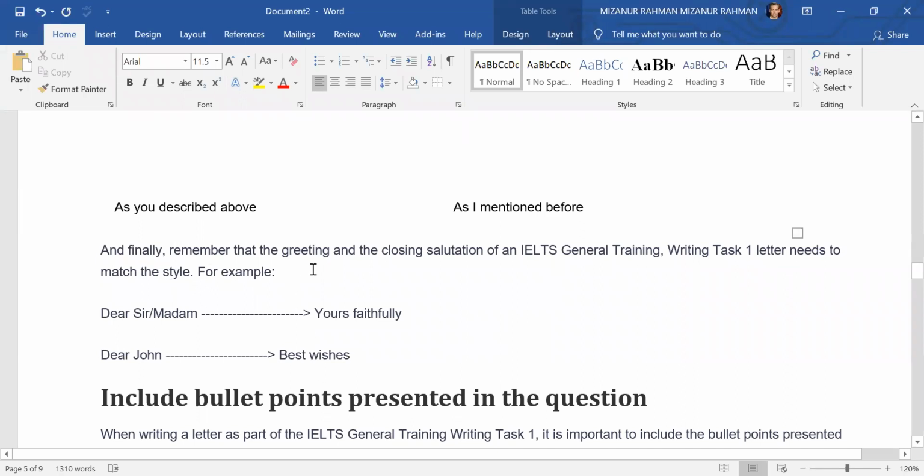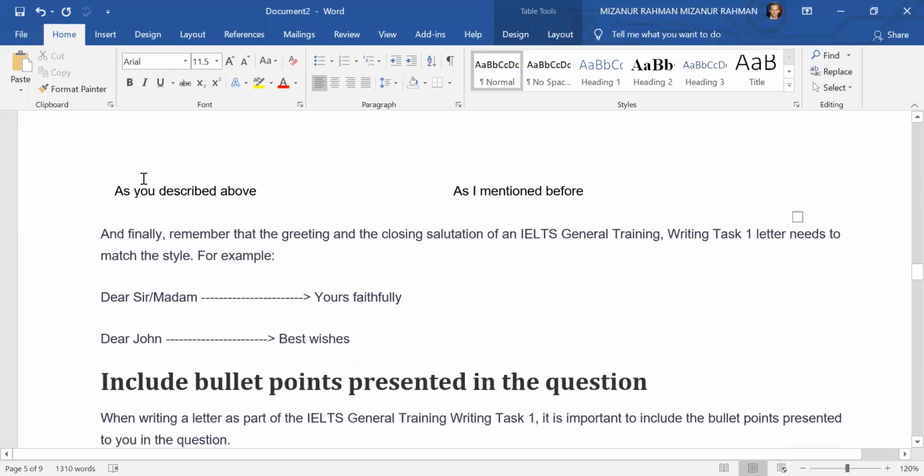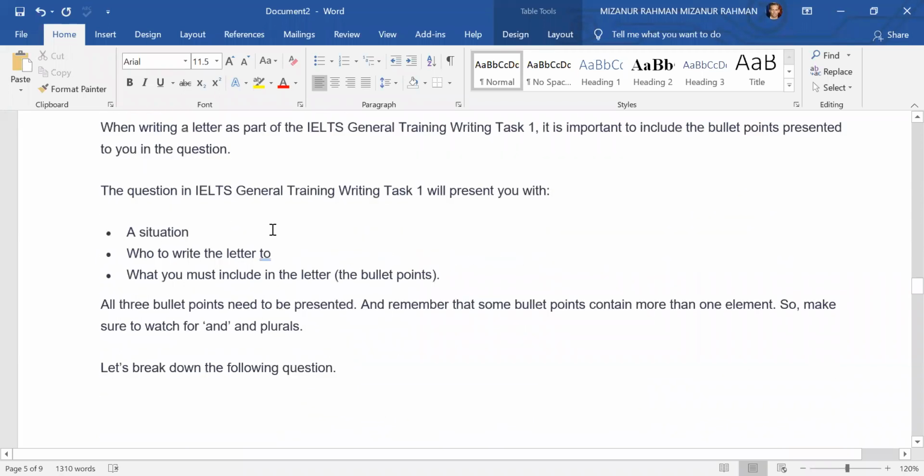And finally, remember that the greeting and the closing salutation of an IELTS General Training Writing Task 1 letter need to match the style. For example, if it is Dear Sir or Madam, it will be Yours faithfully or Faithfully yours. Dear John, it will be Best wishes. Okay, so if it is an informal letter, you are going to write Best wishes, and if it is formal, Yours faithfully.